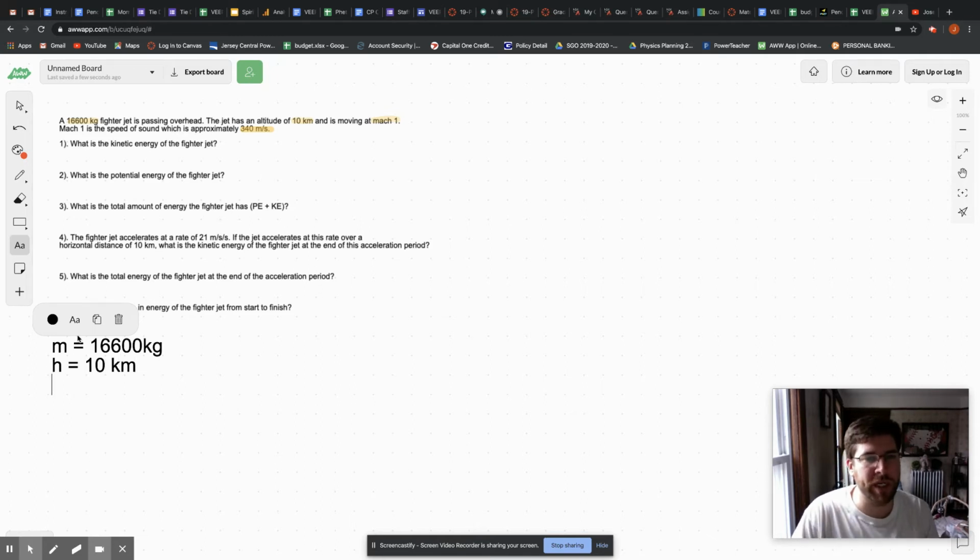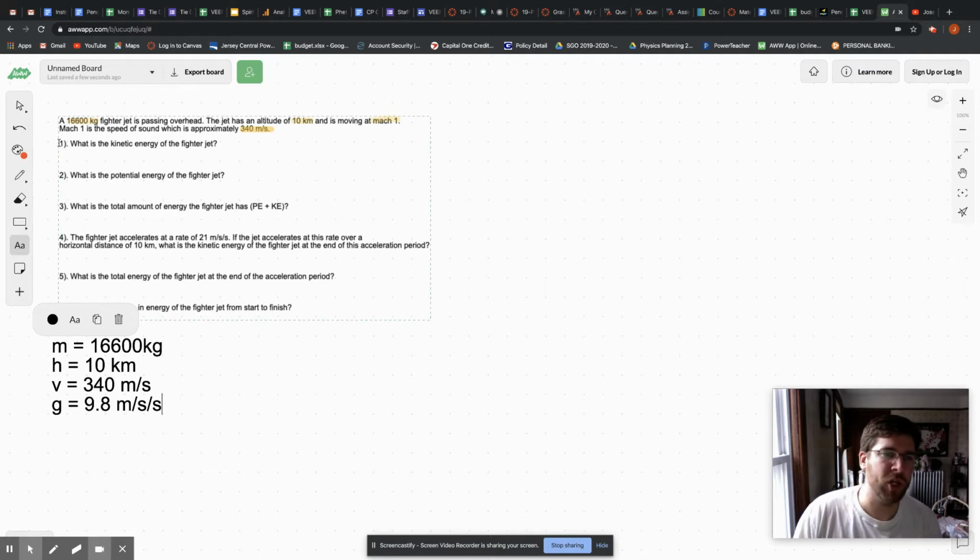It says it's moving at a speed that is equal to Mach 1, which is a velocity of 340 meters per second. Now, with these energy problems, something you're always going to want to keep in mind is that there's usually a hidden given. Something that affects the potential energy, which is gravity. So we know that the gravitational field strength on Earth is 9.8 meters per second per second. So that is all of our givens.